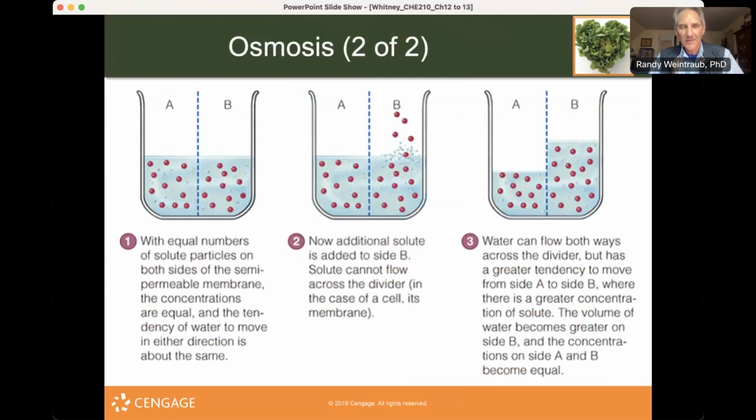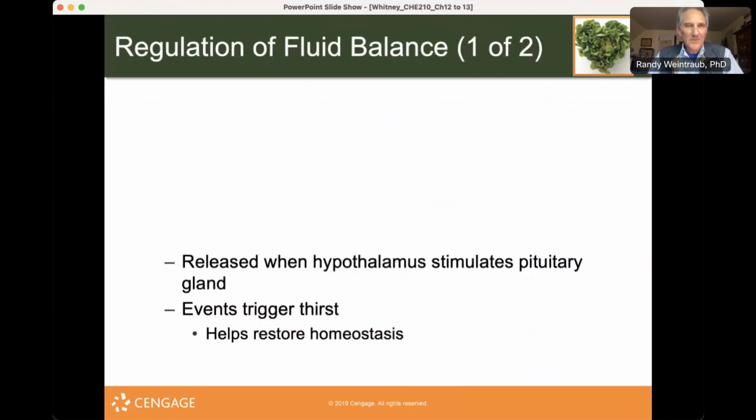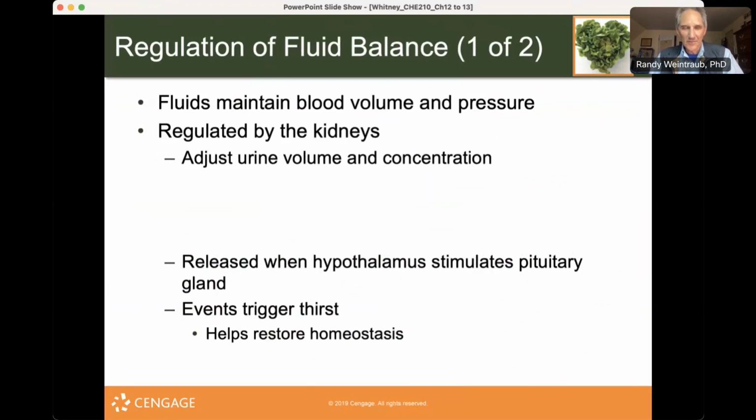And if we add more particles in image 2 to the B side, then water will move across the semipermeable membrane to try to equilibrate, or to reach an equal concentration. So it will move across the semipermeable membrane to reach equilibrium, and that's what happens in that case, and that's osmosis. We regulate. How do we regulate? Well, we work using this chemical phenomenon.